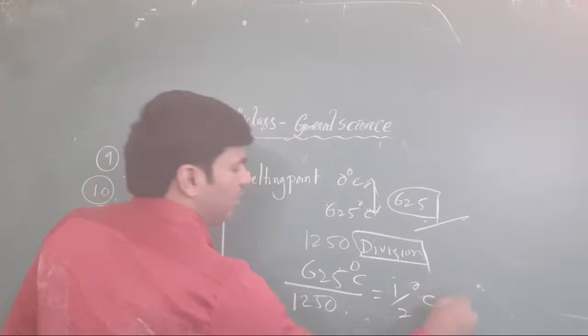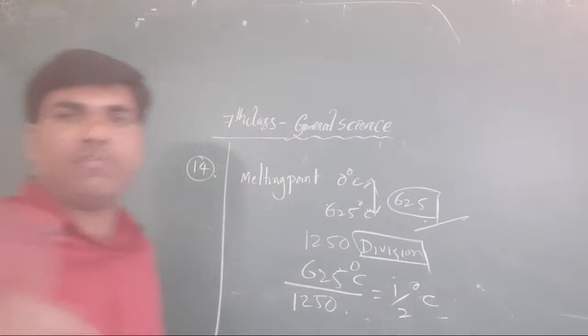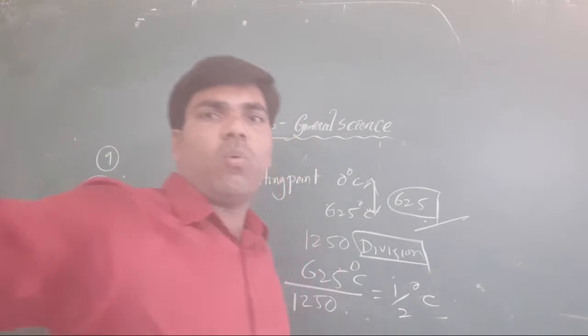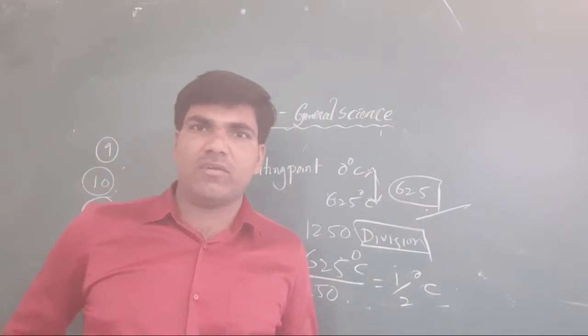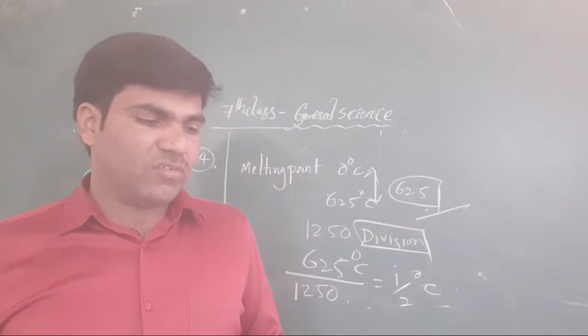Automatically it becomes half degree centigrade. One division is equal to how much? One division is equal to half degree Celsius. Like that you have to go with the 16th one.